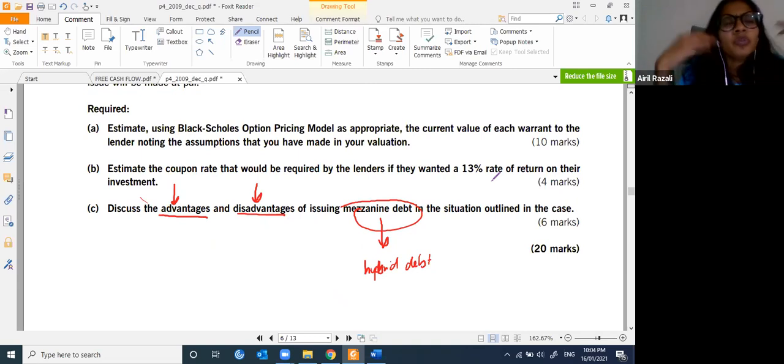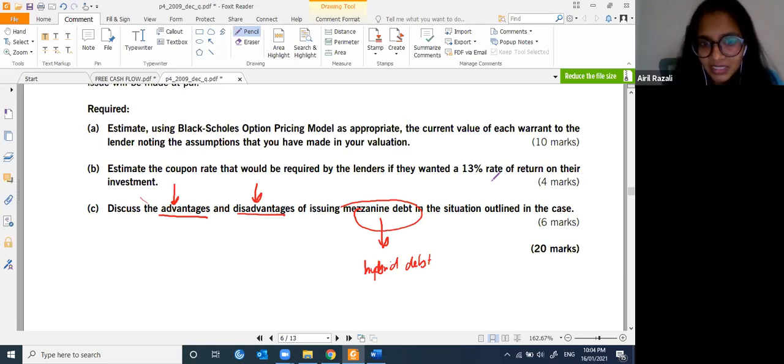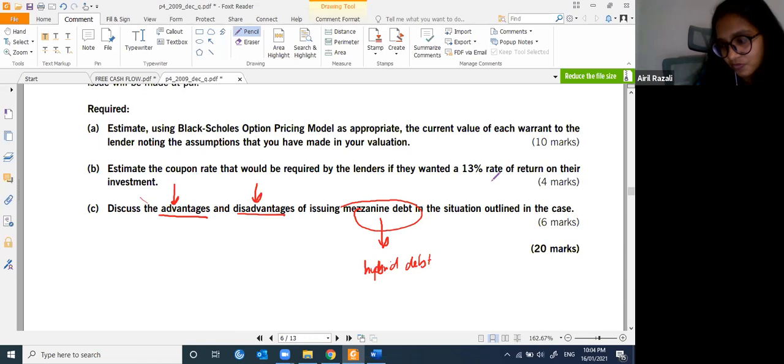Say you don't know, you have no idea what the theory is about. But look at it from your point of view. You are a student. I have studied mezzanine debt, hybrid debt. I know that a hybrid debt, for example, is convertible debt. So what are the advantages of it? You think of it from your perspective and you write your answer.